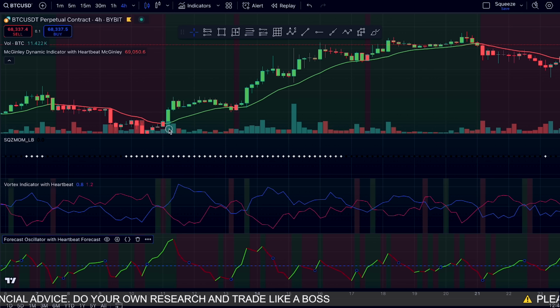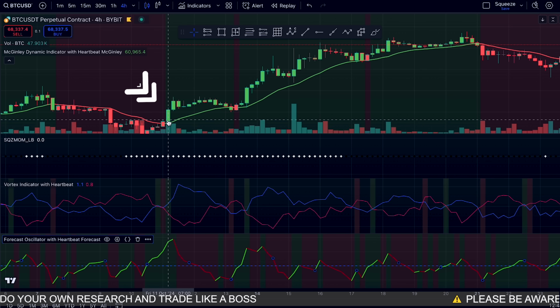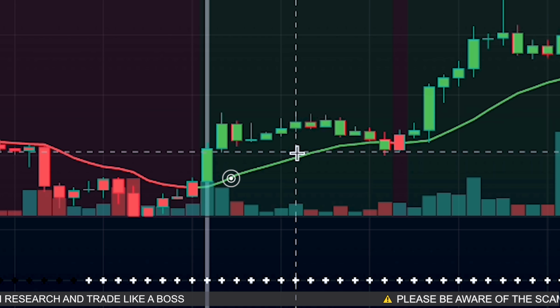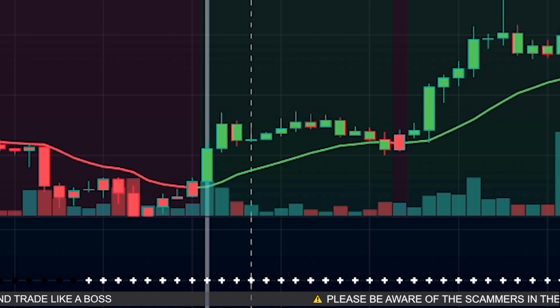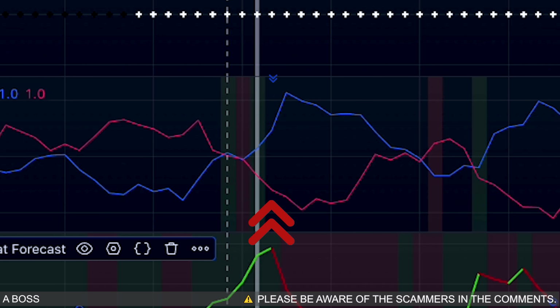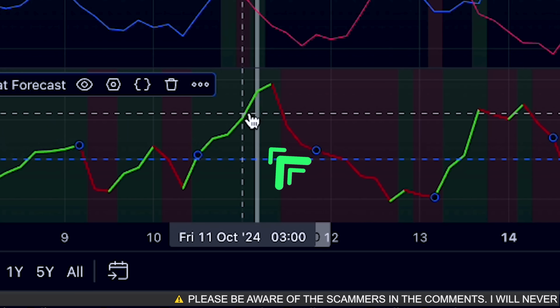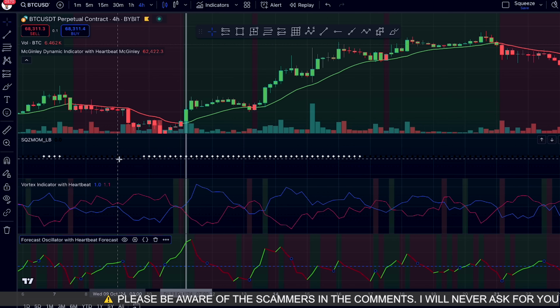Okay, we're going to cherry pick very quickly an entry here. Let's have a look at this candle just here. As you can see, we are above the McGinley dynamic. We have blue above red. Our forecast oscillator is in the green background, so we can validate this entry.